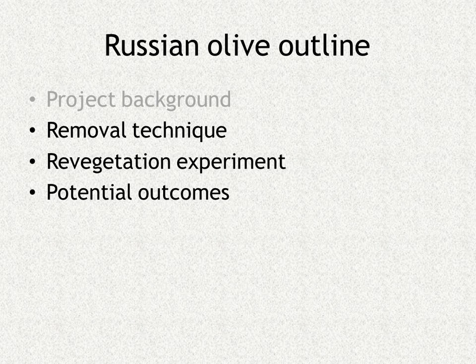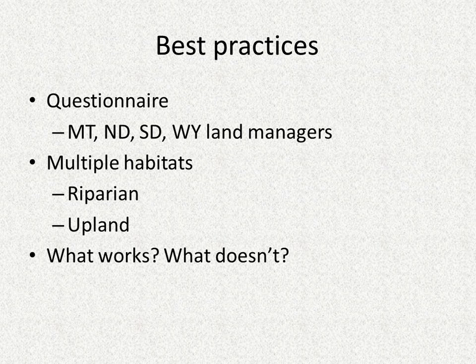So now I'll move into what removal technique we used. This removal is really the start of many removals that will be done on this property. We wanted to use science to inform how to best perform our future removals on the site. So what we did is we questioned land managers in the northern Great Plains who had conducted Russian olive removals, and about 70 of them told us what worked and what didn't for them. And they were working in both riparian and upland habitats.